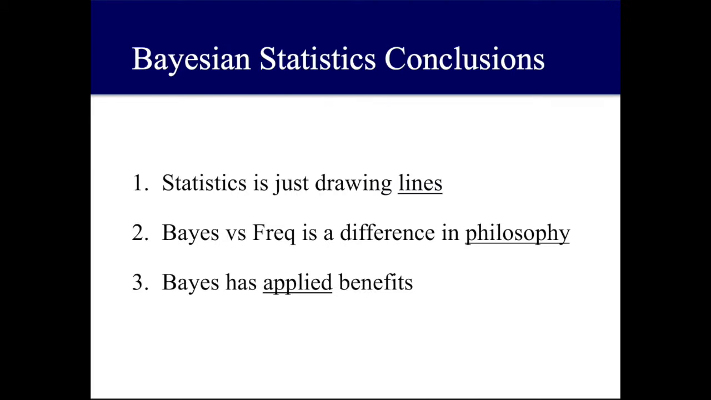Here are the conclusions I hope you take away from this talk. First, statistics is just about drawing lines. Second, Bayesian statistics versus frequentist statistics, which is the conventional form you may be familiar with, is just a difference in philosophy. Finally, I think Bayesian statistics has applied benefits when you're translating data to clinical practice.